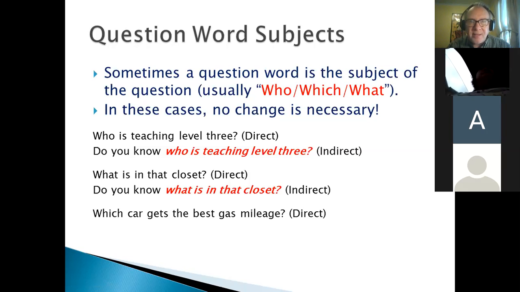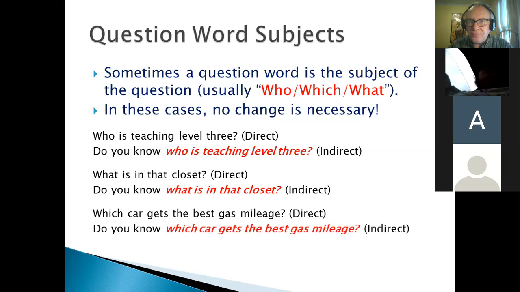Which car gets the best gas mileage? Direct question. Do you know which car gets the best gas mileage? No change. Because the subject word, in this case which car, is the question word too. Now that's very different than if I say, for example, who is your teacher? If I say, who is your teacher?